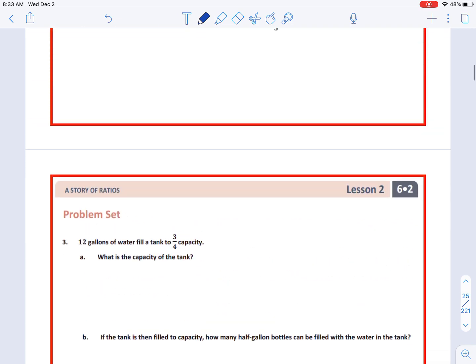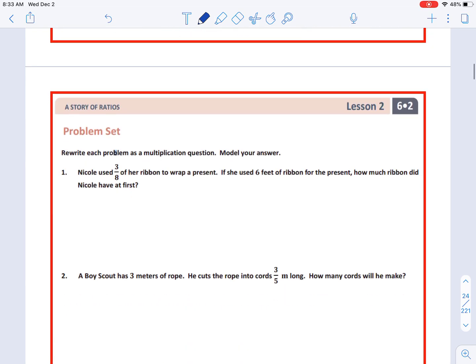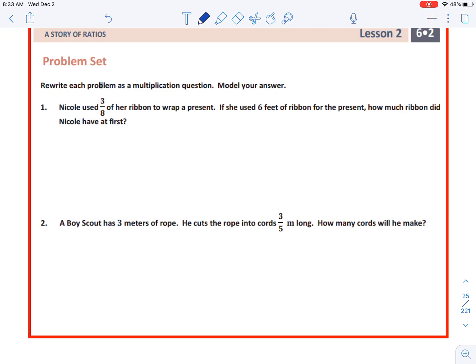All right, guys, you will get a problem set that looks just like this. It is 2 problems. Please re-watch the video if you are confused to do these problems.